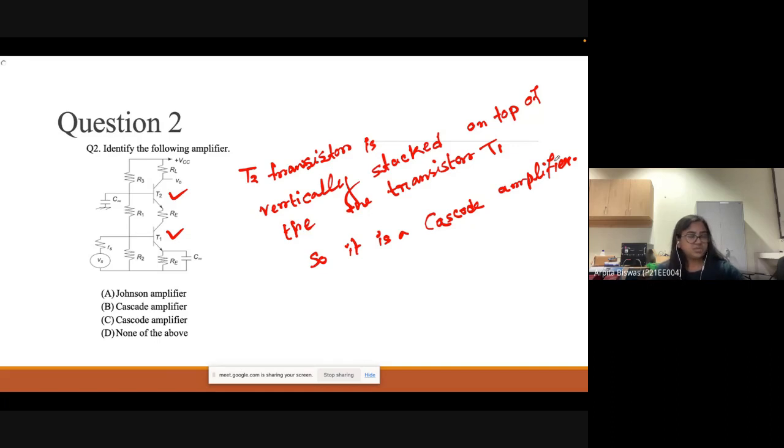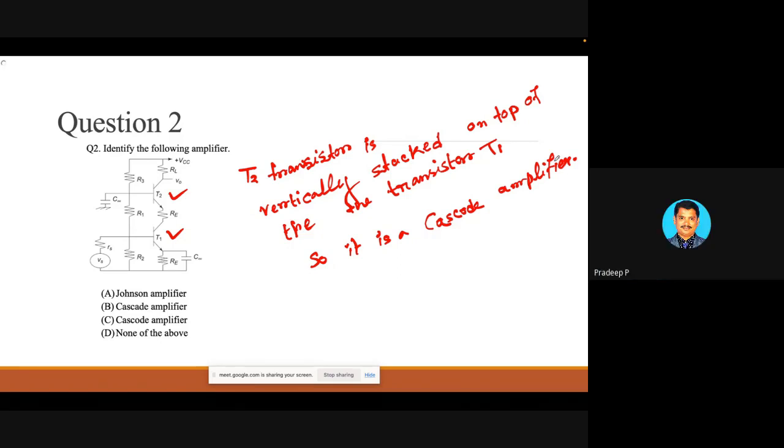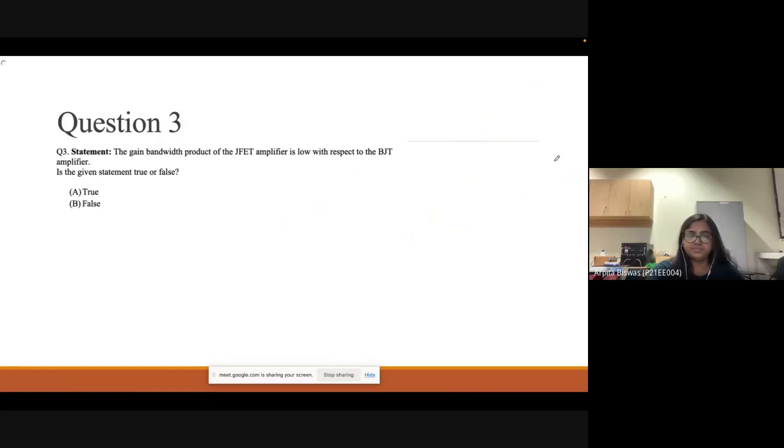So is this question clear, all of you? Yeah, Srikant, clear, please ma'am. Unmute yourself. Clear. So can you move toward the next question? Yes, ma'am. Okay.